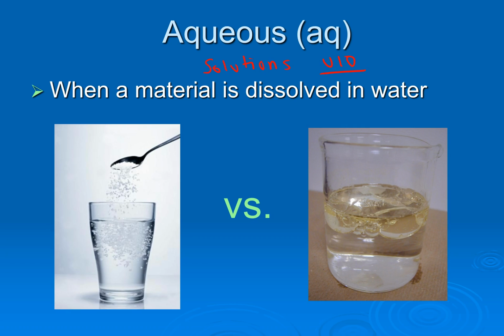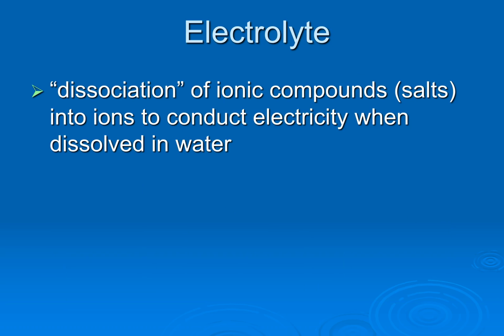Another term involving solutions is the word aqueous, or AQ, and this refers to when a material is dissolved in water. We spoke last lecture about how water is the universal solvent. It's typically what is being used when we're making solutions. So the purpose of this lecture is to explore different types of solutions that could occur. One of them is called an electrolyte.